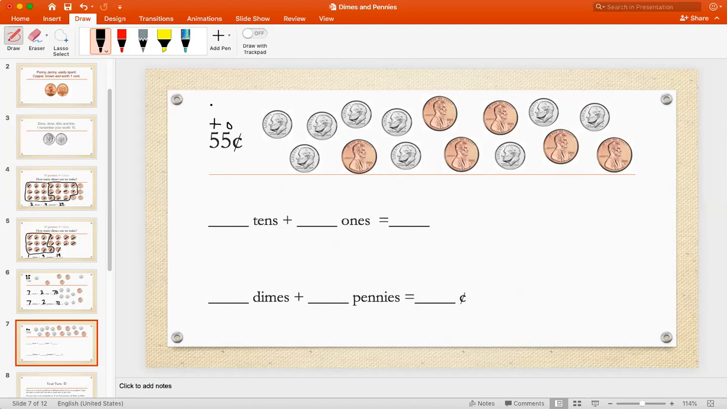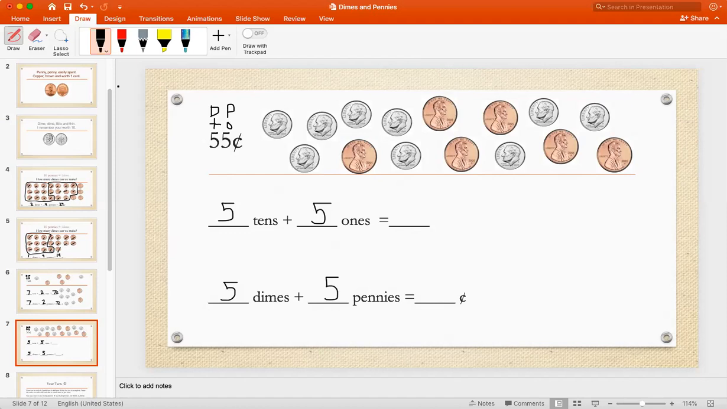Okay, and then dimes are worth 10, so we'll put a D over the tens place. And pennies are worth 1, so we'll put a P over the ones place. Okay, and now it says there are 5 tens or dimes, so we're going to write 5 tens, 5 dimes. It says there are 5 ones or pennies, so we're going to write 5 ones, 5 pennies.